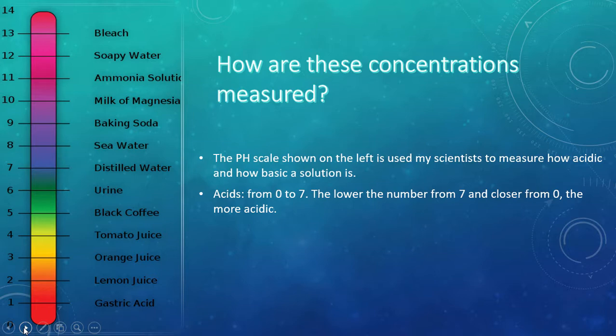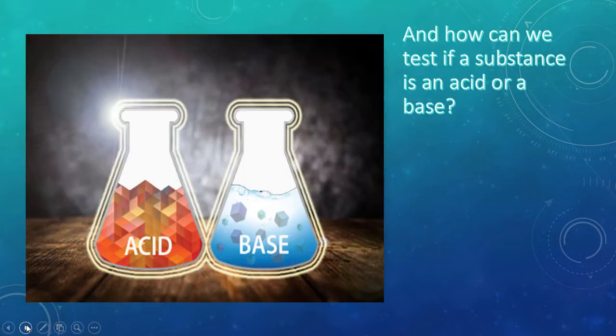Similarly, if you were to take seawater with a pH of 8 and soapy water with a pH of 12, soapy water would have a much more bitter taste. That is because it has a higher pH, meaning it is more basic. Now, when you drink water, it is neither acidic nor basic. That is because anything with a pH of 7, for example, distilled water, is neutral. So scientists use the pH scale to measure different concentrations.